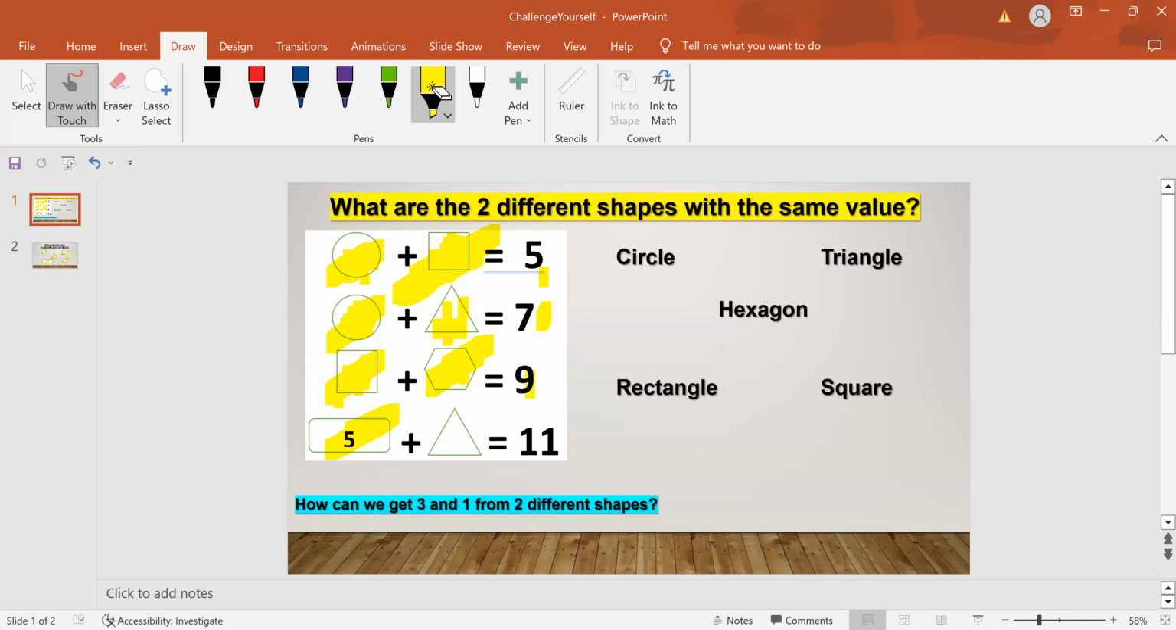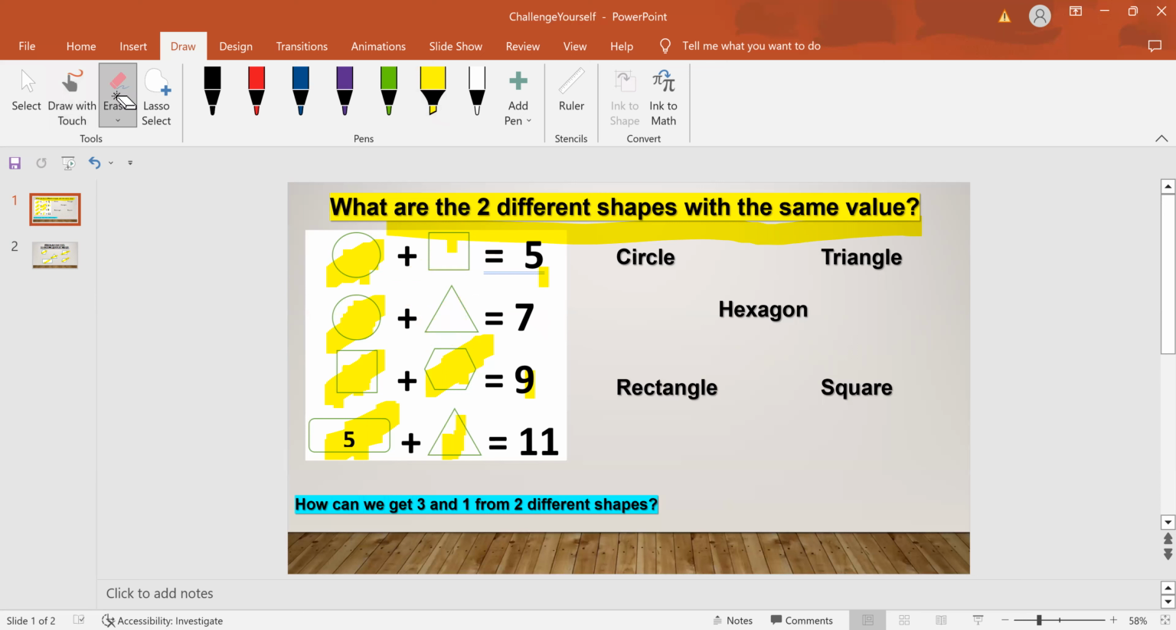And now we have a 5 in the rectangle. So we assume that this is a rectangle. So 5 in the rectangle, we already knew this, plus the value in the triangle, which is the same value as the triangle before. Together you get 11. And from there, we can figure out what are the two different shapes with the same value. So you can pause this video to challenge yourself before you continue to see the way I will solve it.